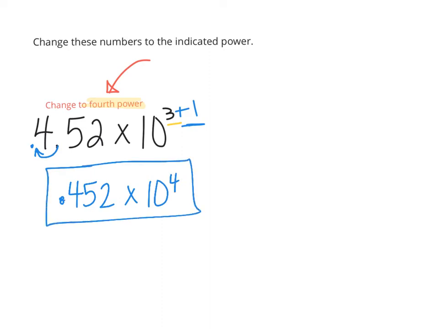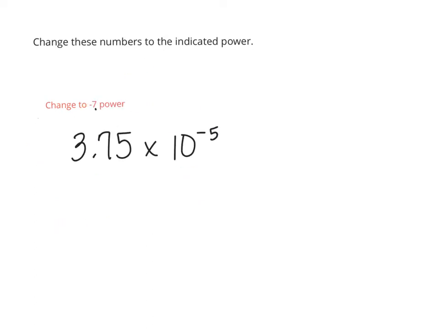Now again, this isn't in scientific notation, but later in this unit, you're going to see why. Sometimes you might need to change a number so it looks like that. Okay, let's try this one. I have 3.75 times 10 to the negative 5th. I want to change it to the negative 7th power.